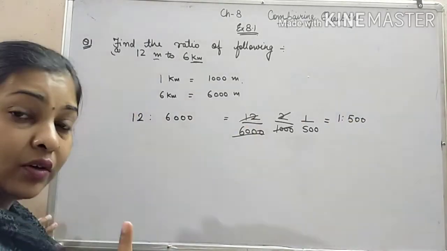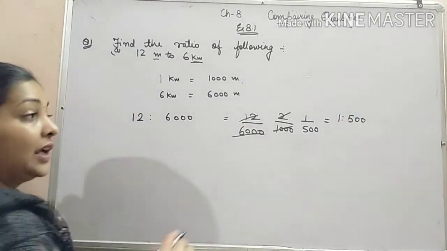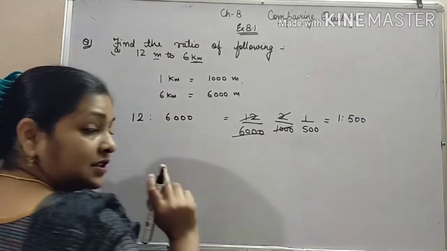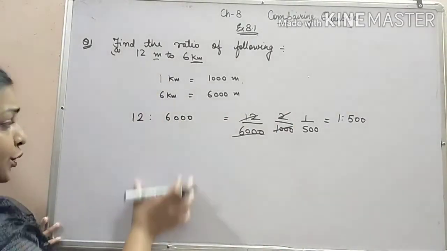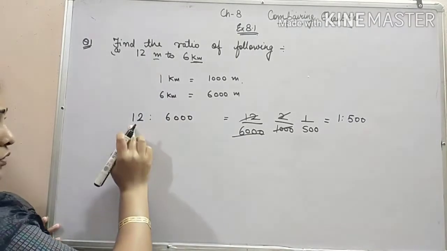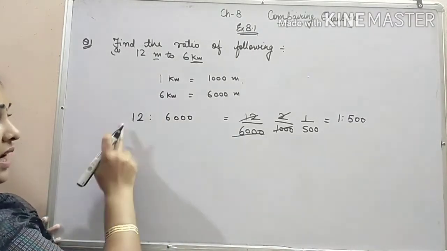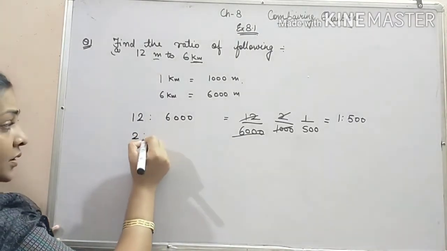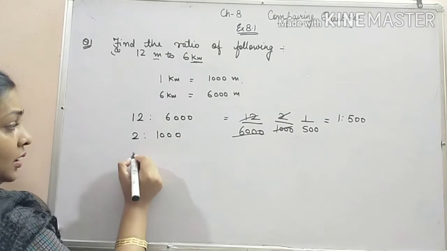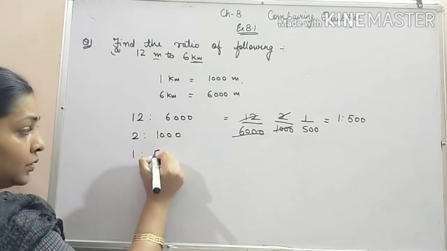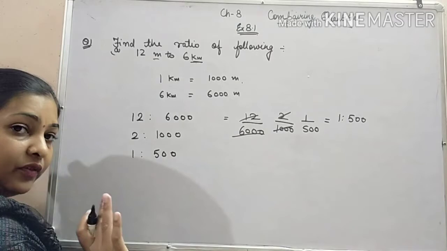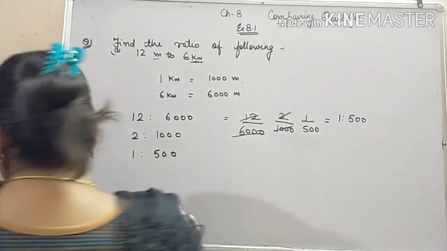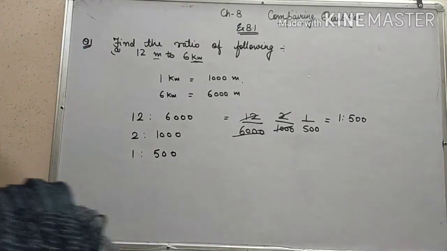And ratio is a unitless quantity. That means we don't put any unit in the ratio. Or you can proceed over here also. Both the ratios are divisible by 6. Divide it. Then by 2. So you can proceed in either way. Both are correct. Let's see one more example.